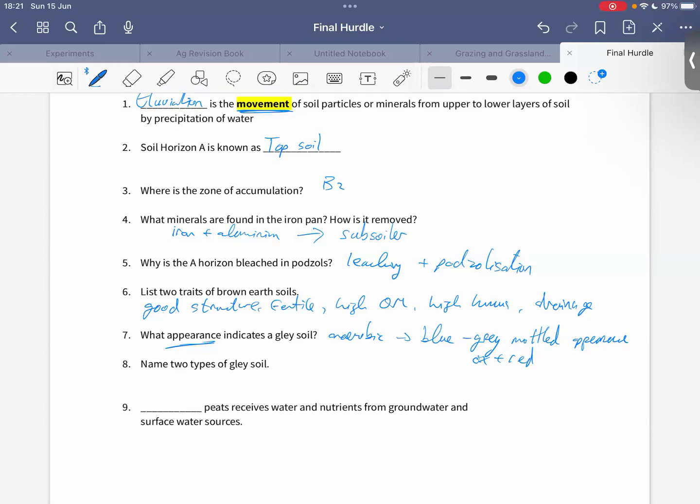What's going to be on the ground is going to be our surface, and we have our groundwater. Okay, brilliant. And lastly, what type of peat receives its nutrients from the groundwater? The ombrotrophic receives it from the precipitation. Ombro means rain. So this one, what type of peat? It's going to be a minerotrophic. Wonderful, lovely stuff, lads. We're flying it.